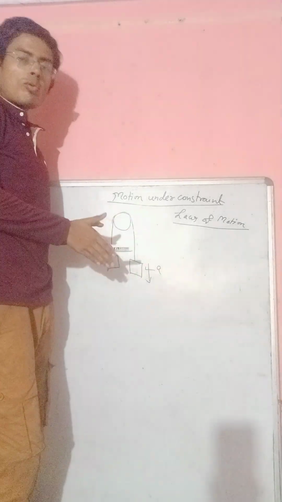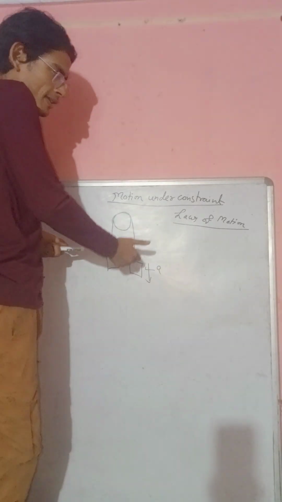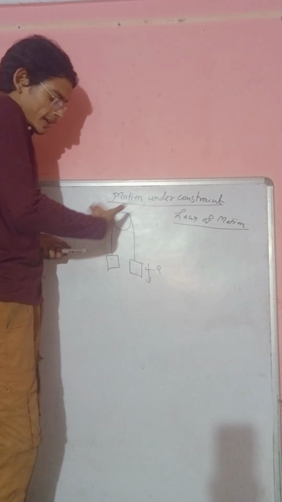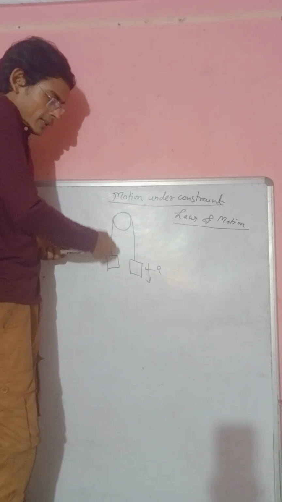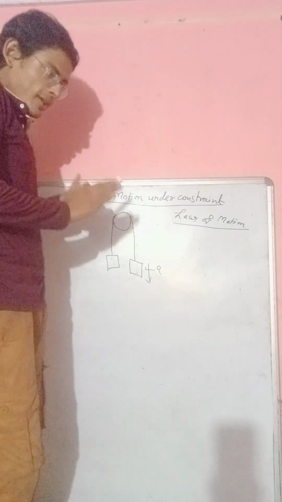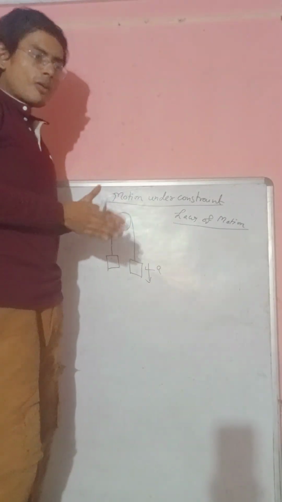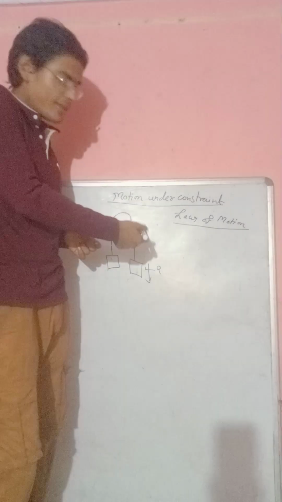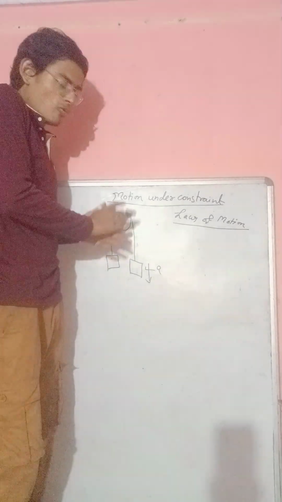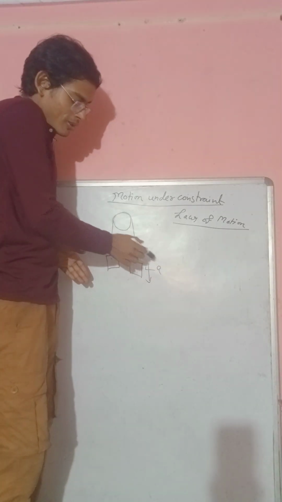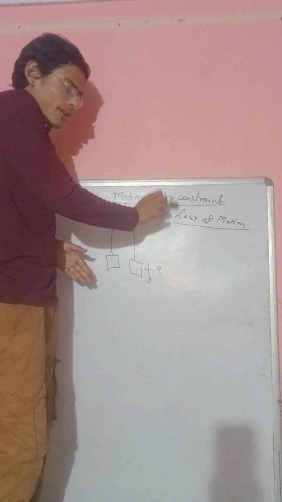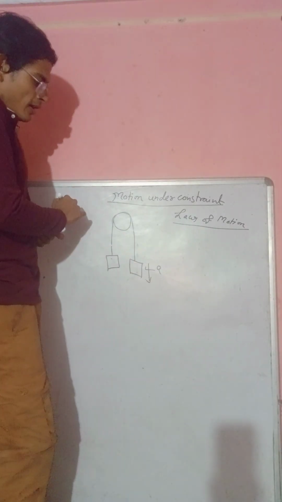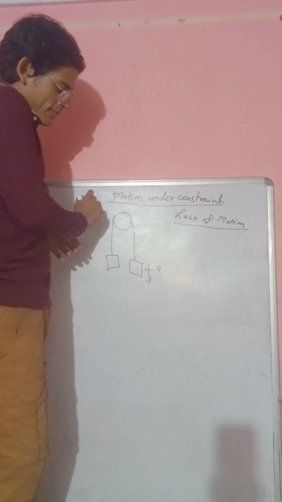So this is one of the examples of motion under constraint, where one block is connected with the other mass by using a string or rope. Here we are going to discuss the ways in which we can explain and analyze the motion, and ultimately find out the acceleration of these blocks in a particular system under constraint. So let's see. First we talk about one simplistic system, the Atwood machine.